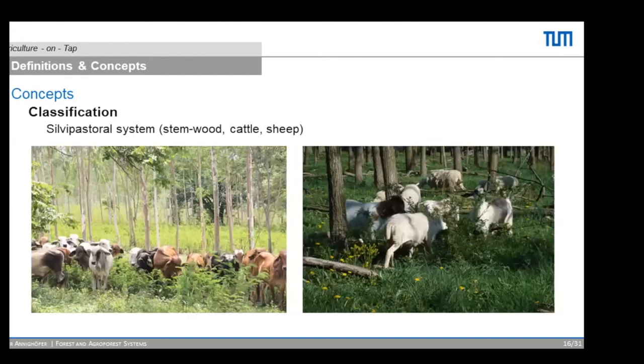A few more impressions, silvipastoral systems. In this case, the woody components often have a service function for the livestock grazing under these systems. So a bit related to the historic forest pastoral systems we spoke about before.